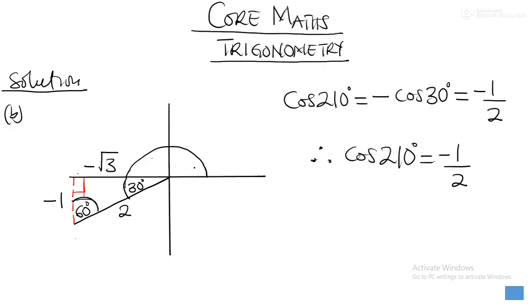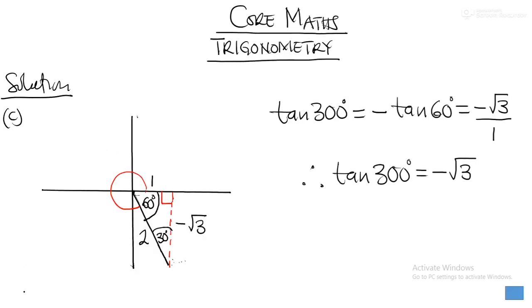Now, for B, we have our 210 degrees in standard position, and our reference angle is 30 degrees. So cos 210 degrees will be equal to negative cos 30 degrees, and we will have negative root 3 on 2. Then finally, we have 300 degrees in standard position. Our reference angle is 60 degrees, and so tan 300 degrees will be equal to negative tan 60 degrees, and we'll have negative root 3.